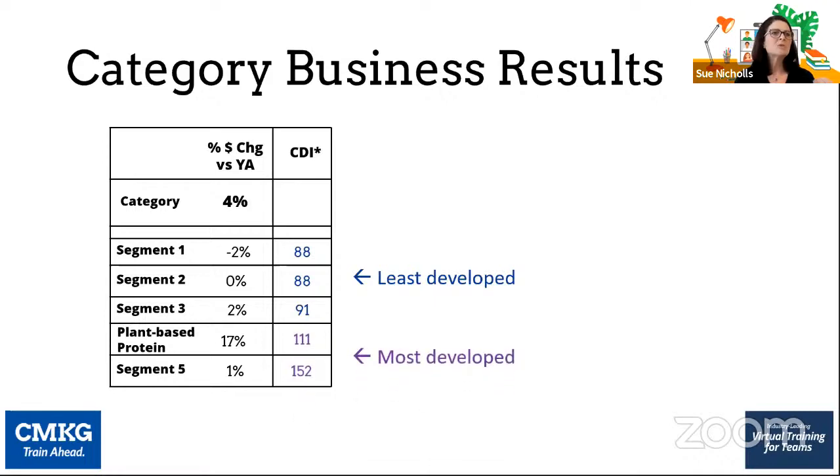And then we've got your most developed segments. You're doing really well in plant-based protein, and in segment 5, you're very, very highly developed on it. Once again, these interpretations of indexes, I'm going to be talking about in tomorrow's session because this is a whole other piece. I would not say that the least developed are your biggest opportunities and the most developed are your least opportunities because you're already highly developed. That would not be my recommendation 100%.